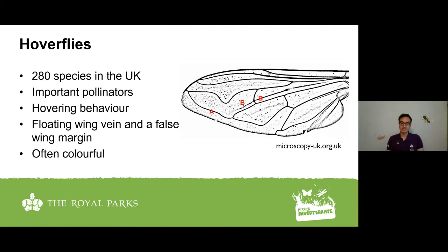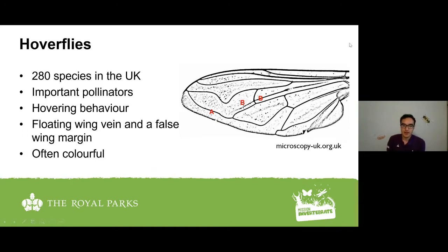So letter A on this diagram shows a false wing margin, and this is a couple of veins which run parallel to the true edge of the wing, so it creates sort of this false edge. And this is present in almost all hoverflies in the UK. There are a couple of other species of fly which do also have this, but most hoverflies have this.